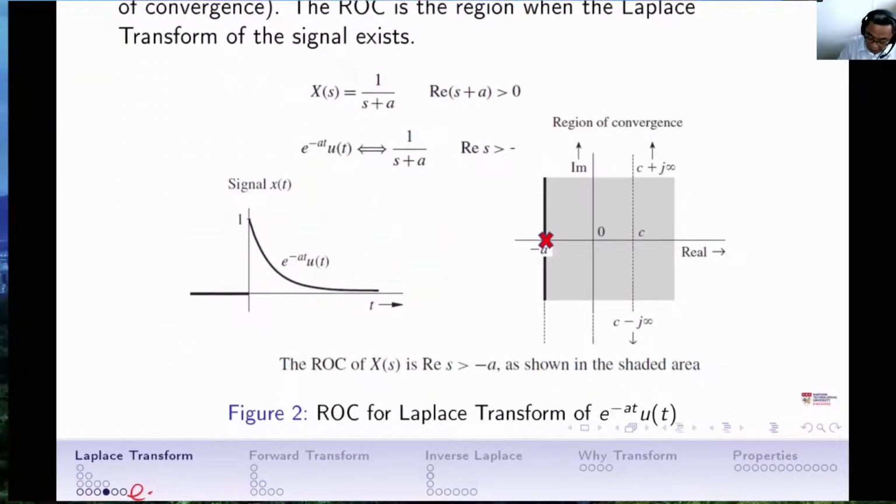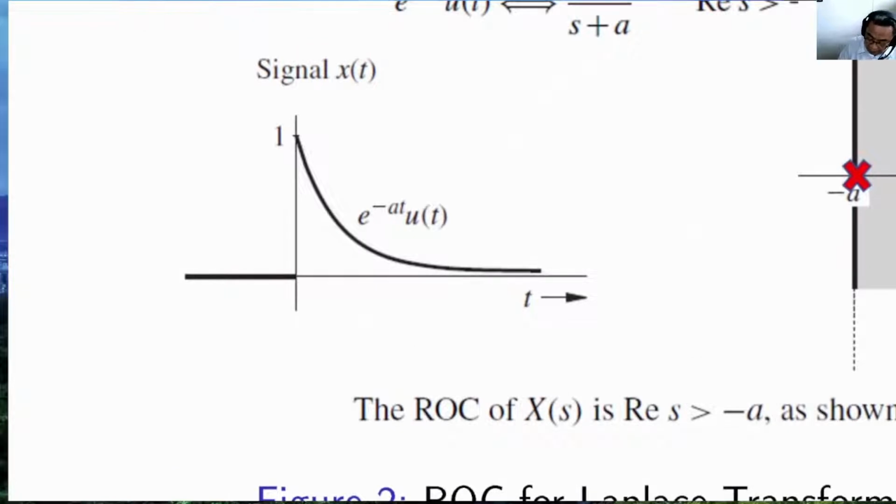In this figure, we have e^(-at), the signal, multiplied by u(t). u(t) is the Heaviside function. The Heaviside function looks like this. At time 0, it makes a step up, unit step 1, and before time 0, it has value 0. So this green line is the Heaviside function.